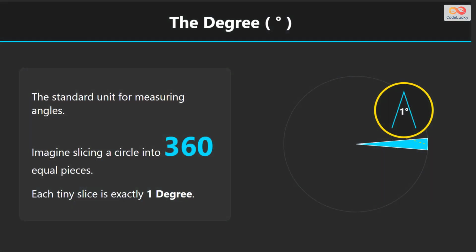To measure this turn, we use a standard unit called the degree, represented by the small circle symbol. Imagine taking a circle and slicing it into 360 tiny, equal pieces. Each one of those single pieces represents exactly 1 degree.